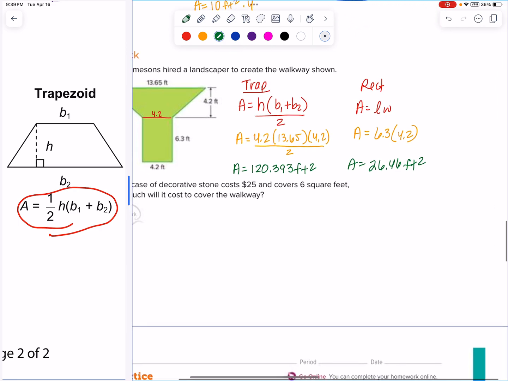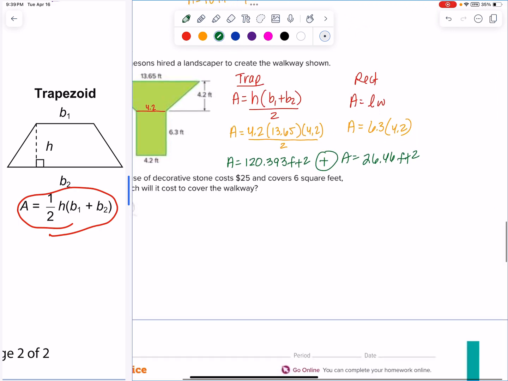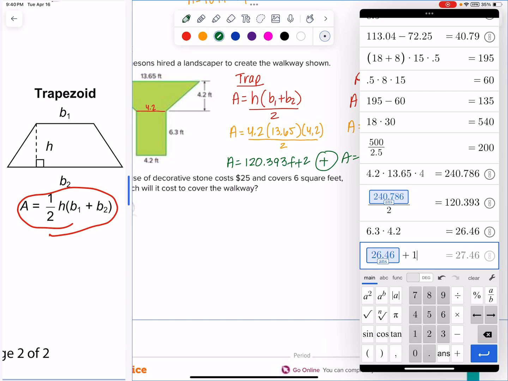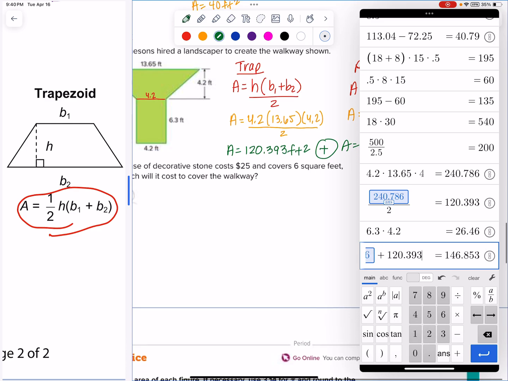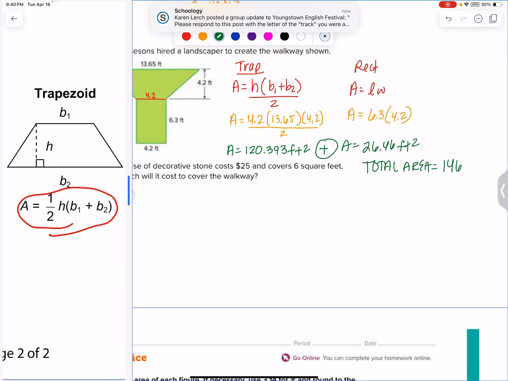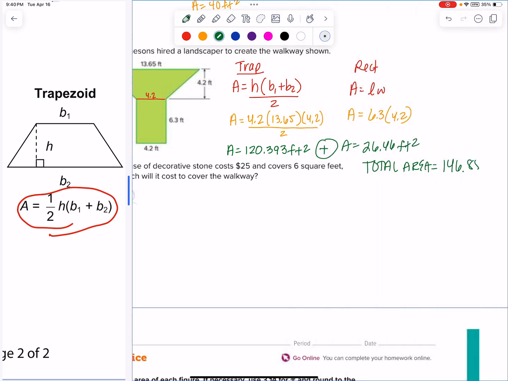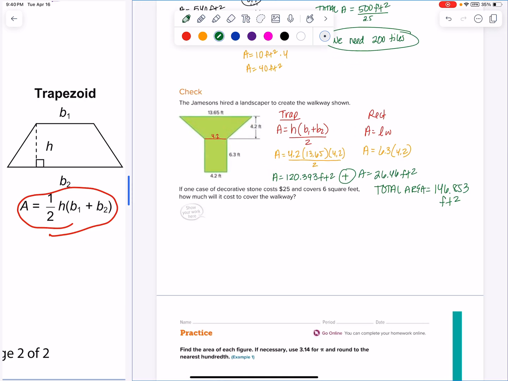Okay, so what's the total? Well, let's add them together. Okay, and so now we can write total area equals, and I can just hit answer plus 120.393, and we get a total area of 146.853 feet squared. So there's our total area.